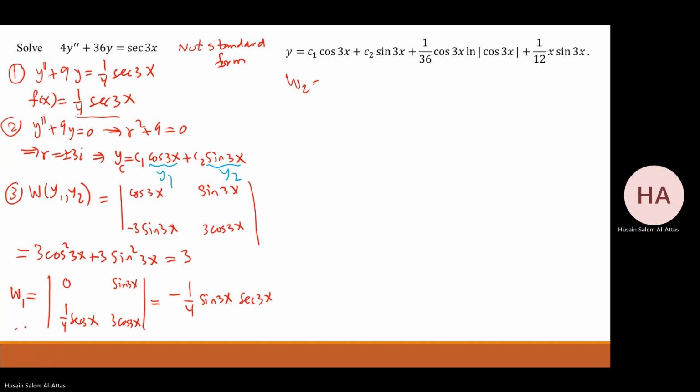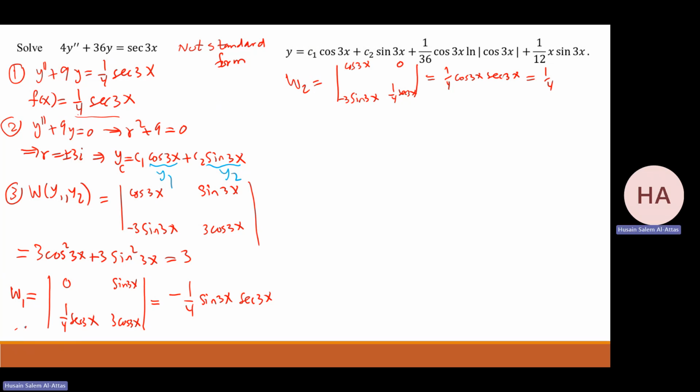W2 will be what? Now I replace the second column by 0, f of x. So I have cosine 3x, minus 3 sine 3x. That will be 0 and 1 over 4 secant 3x. Gives me what? 1 over 4 cosine 3x secant 3x. Cosine times secant is 1. That will be 1 over 4. Yeah, that's good.